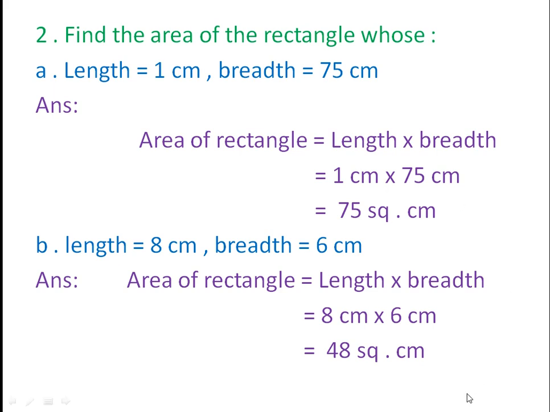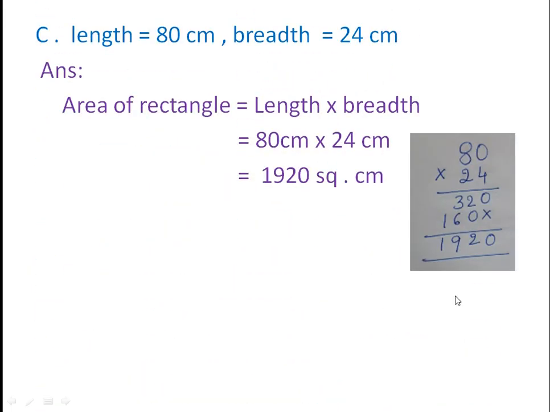Next, see here, C problem. Length is equal to 80 centimeters, breadth is equal to 24 centimeters. Write down the formula: area of the rectangle equals length into breadth, means length multiplied with breadth. Length value is 80 centimeters and breadth value is 24 centimeters. Multiply: 80 24s are 1920 square centimeters is the answer for the area of the rectangle.